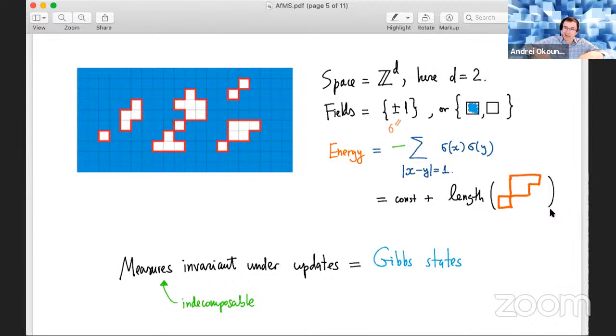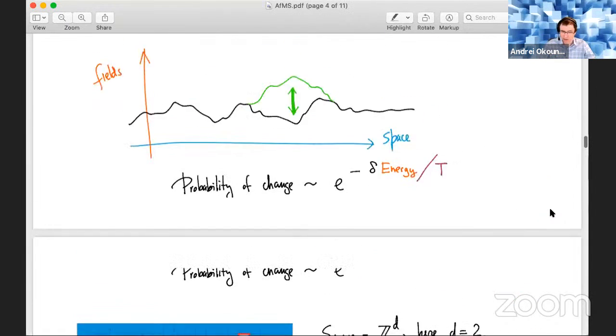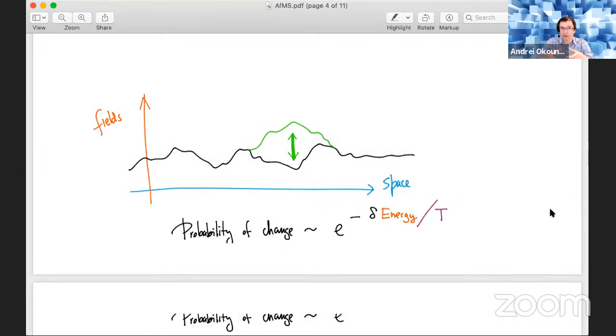It means I take any part of that. I mean, I have my system. I fix any finite part of that, like in this picture. In this picture here, I take any finite part of this picture. I flip the spins in it any way I like, according to this law.